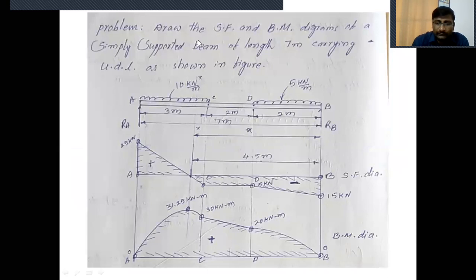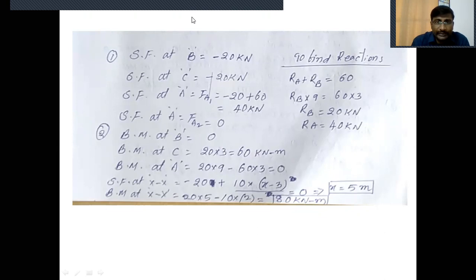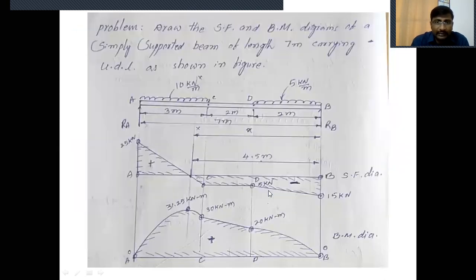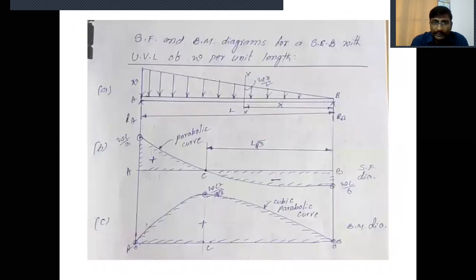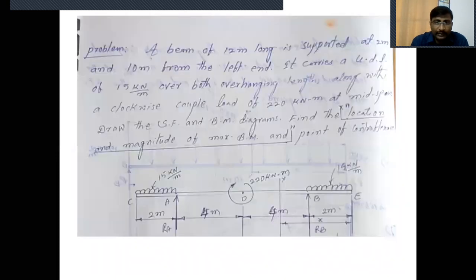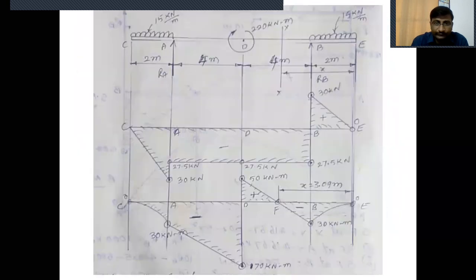Up to now, this class is closing. I'm closing this class. In the next class, we are going to another special case problem, that is UDL acting on two sides of the beam. Another one, simply supported with UVL, has already been explained to you. This is another special case problem, in which a couple is acting at a certain point along with the UDL. By the couple acting, how to draw the shear force and bending moment diagram, I will explain that case in the next class.